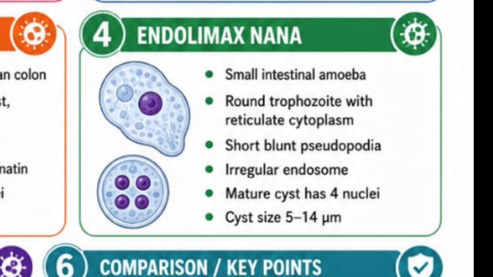Their pseudopodia are very short, and they have an irregular endosome, while Entamoeba coli has an eccentric endosome. They start with 1 nucleus, and when they want to multiply by binary fission, they form what we call 4 nuclei, just like Entamoeba histolytica. So Entamoeba histolytica has 4 nuclei, Endolimax nana has 4 nuclei. You get it now? They are the same thing. That's why they can survive in the intestine of humans.